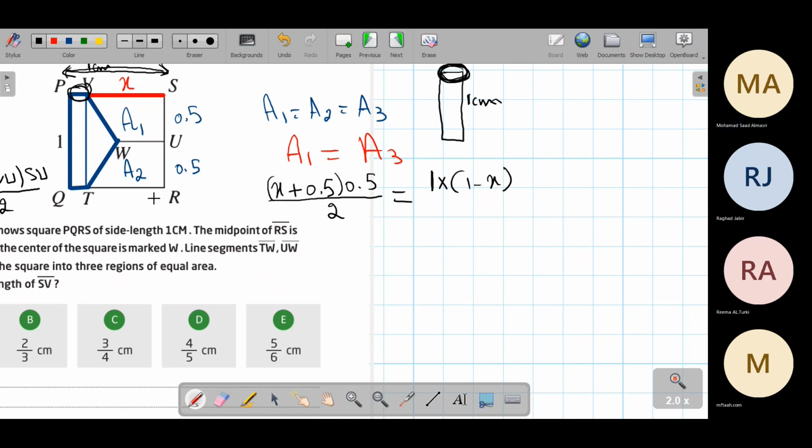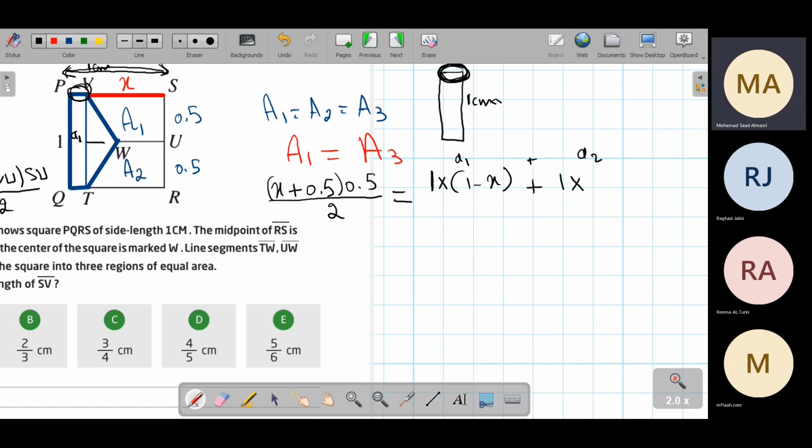Now, if I say that this is A1, I want also A2. A2 is the triangle, and the area of a triangle is the base times the height divided by 2. The base is VT. The distance VT is equal to 1. So plus 1 times the height.